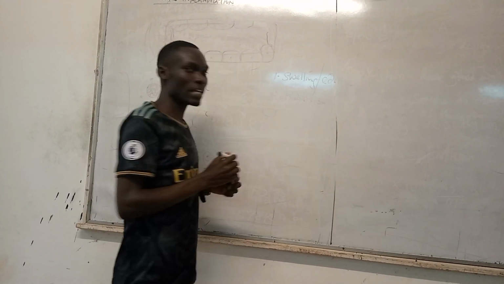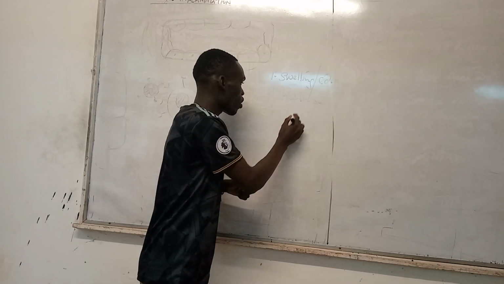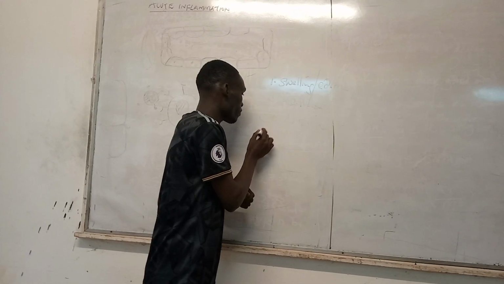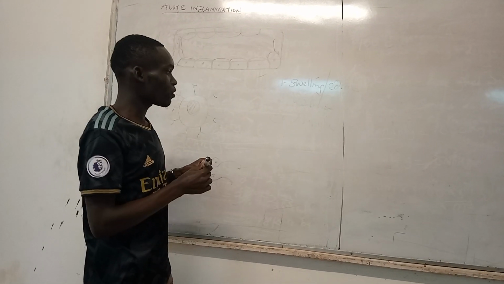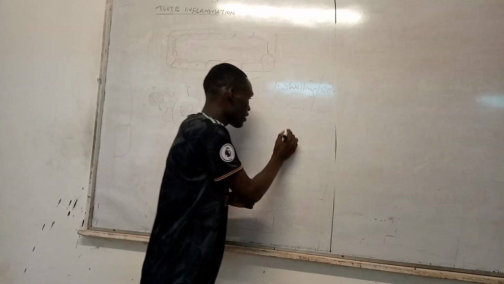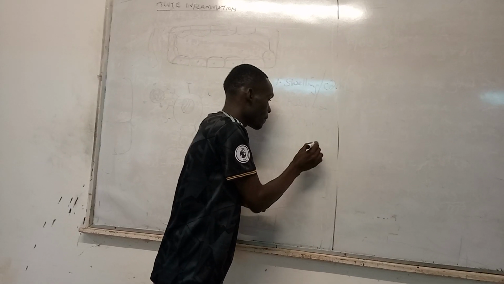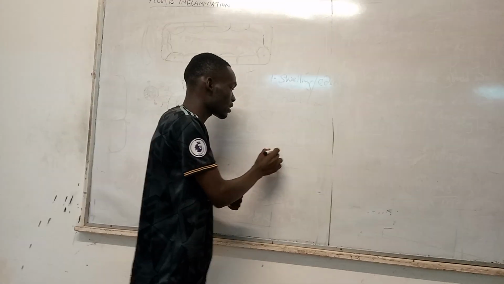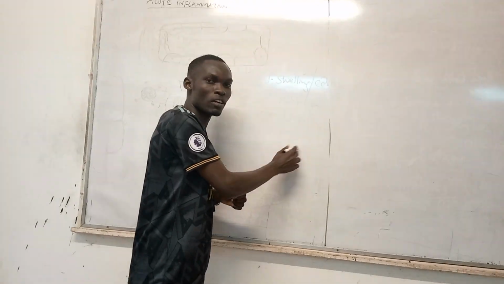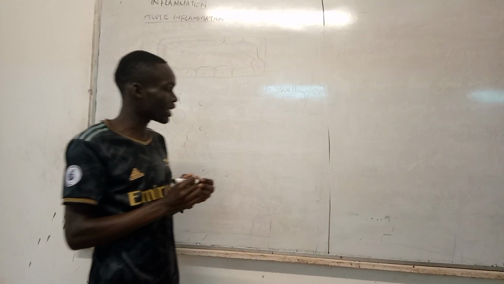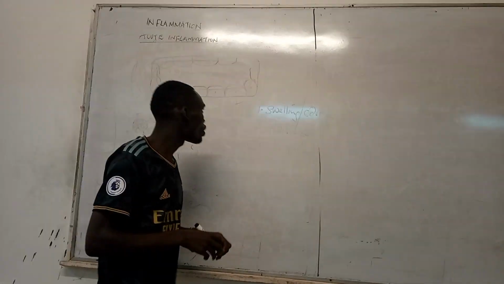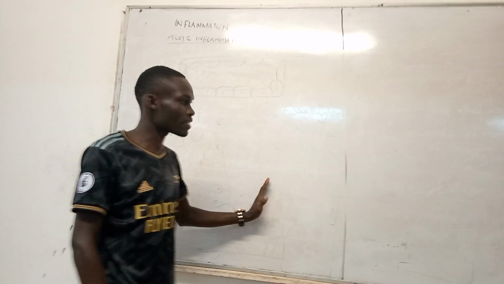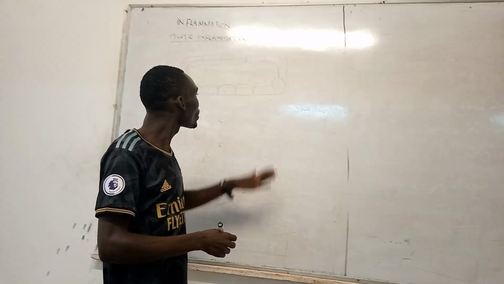The third cardinal sign is warmth. The fourth cardinal sign is pain. And we can also have another one, loss of function. So we'll be going stepwise and looking at how all these physical signs come to present.